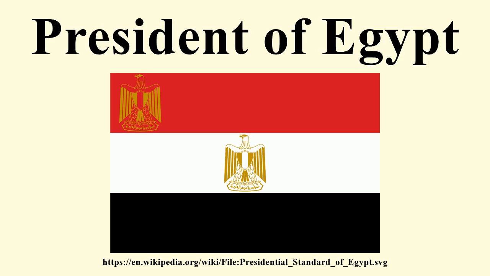Following Mubarak's resignation, the position of President of Egypt was officially vacated and the Supreme Council of the Armed Forces, led by Field Marshal Mohammed Hussein Tantawi, assumed executive control of the state. On 30 June 2012, Mohamed Morsi was sworn in as President of Egypt, having won the 2012 Egyptian presidential election on 24 June.